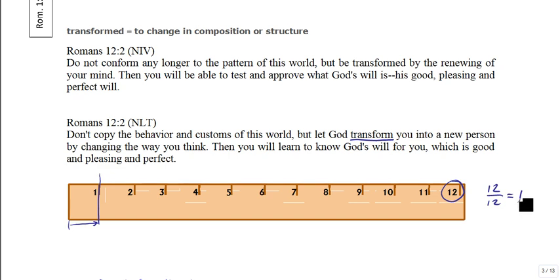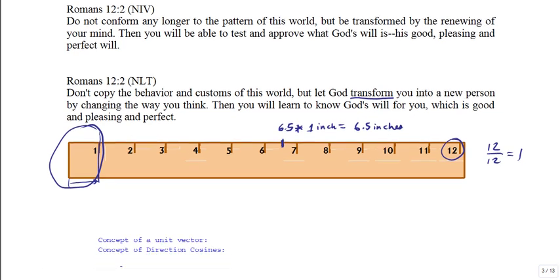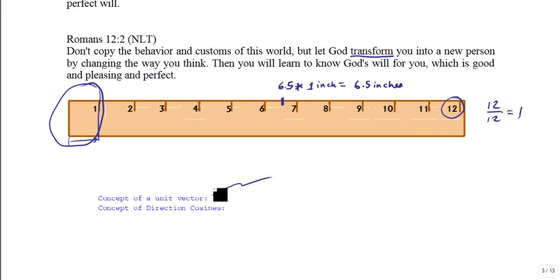And once I have that unit, which is this 1 inch that I've drawn here, I can find anything at any point. Let's suppose I find something out here. Let's say it's about 6.5 roughly. I can take the 6.5 number and multiply it by the unit, which is the 1 inch, and that would give me the 6.5 inches.